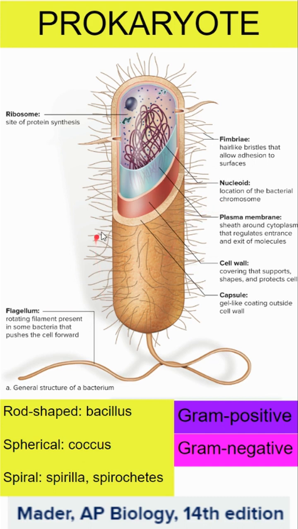Prokaryotes also have a capsule around the outside of the cell wall, which helps prevent them from drying out, allows them to attach to most surfaces, and will also protect them within a host from the immune system of that host. Some prokaryotes are also motile.